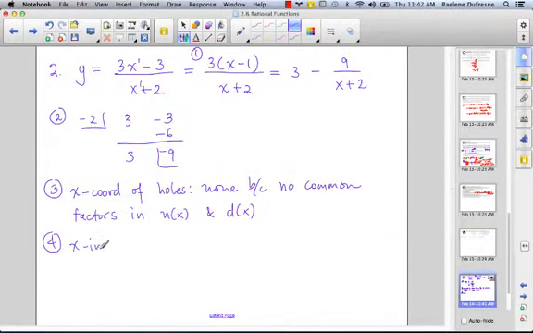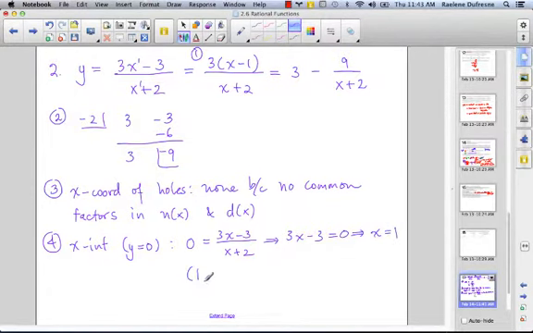The next thing we look for are the x-intercepts. We know that the x-intercepts are values of x that make y 0. And the only way for y, which is a fraction, to be 0 is if the numerator only is 0. And so this says that 3x minus 3 equals 0, which says that x equals 1. So we have an x-intercept at (1, 0).